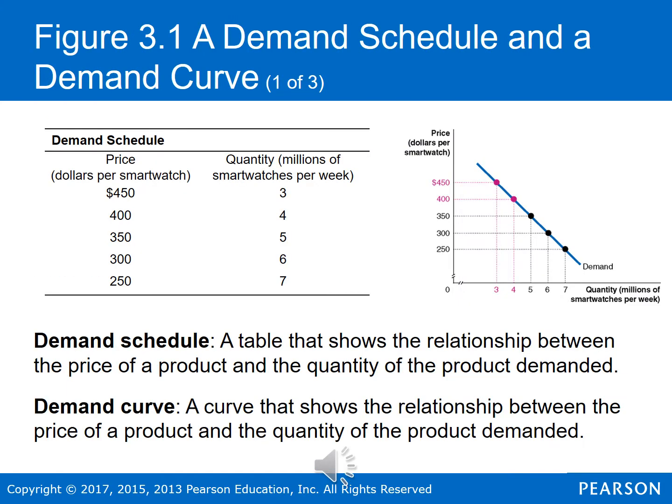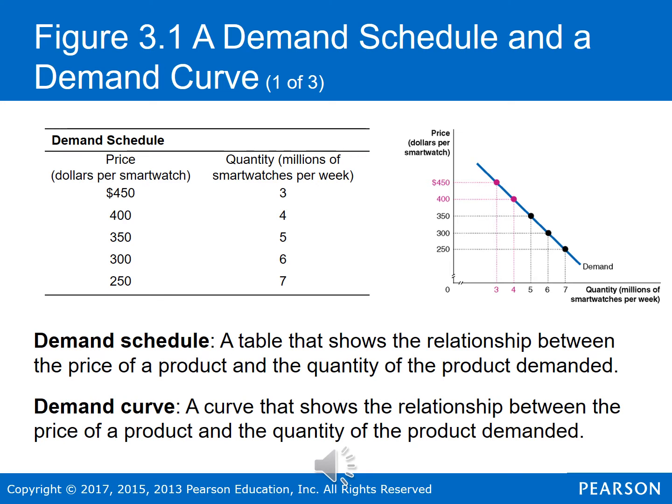So here, the figure on the left above is a demand schedule. A demand schedule is a table that shows the relationship between the price of a product and the quantity of the product demanded. So for instance, at a price of $450 per smartwatch, we will see that consumers will demand 3 million smartwatches per week. Now at a price of $350, consumers will demand 5 million smartwatches per week. And at $250, consumers will demand 7 million smartwatches per week.